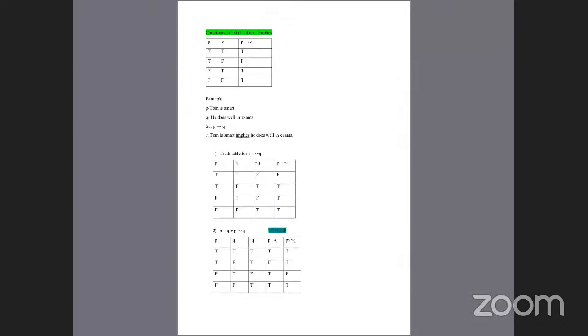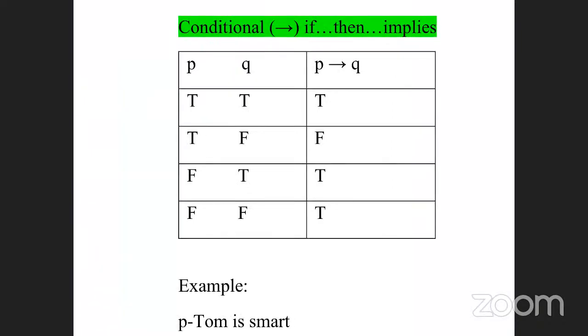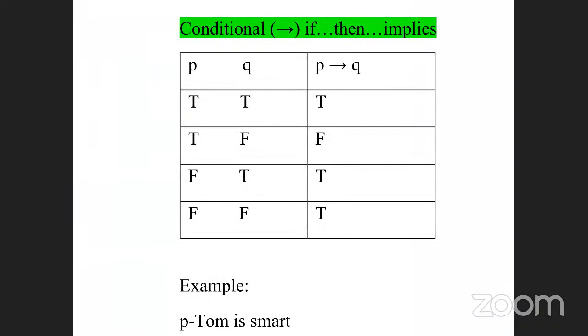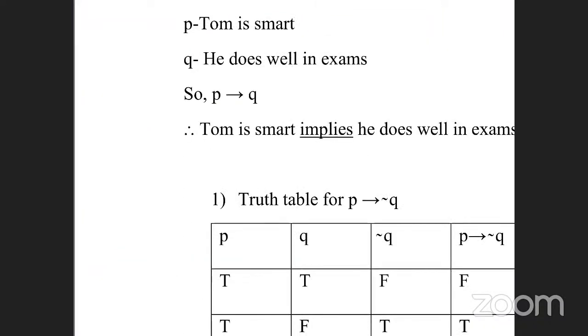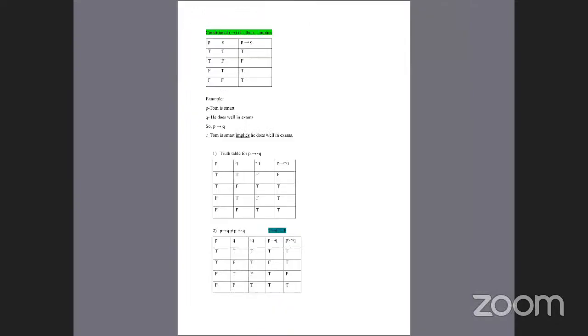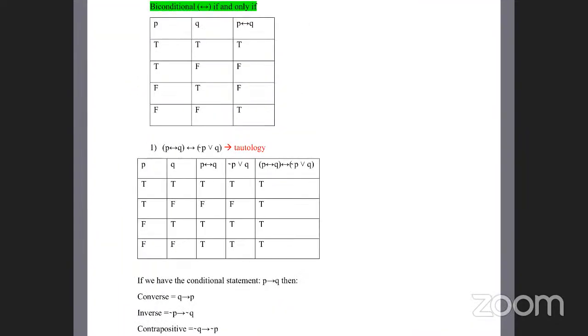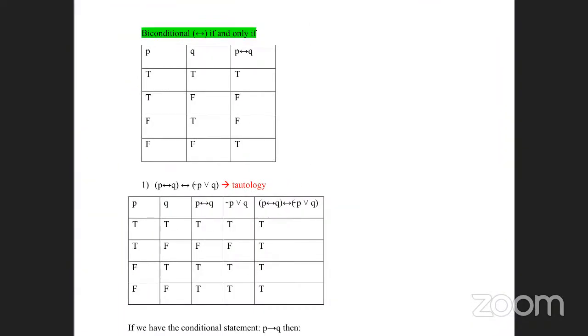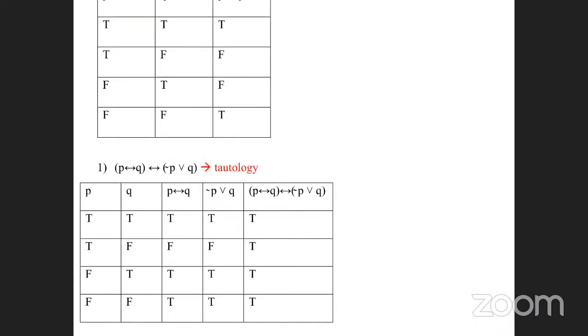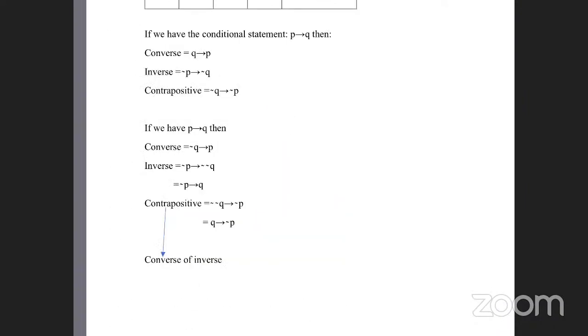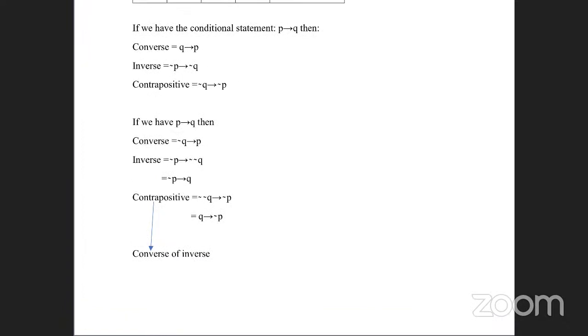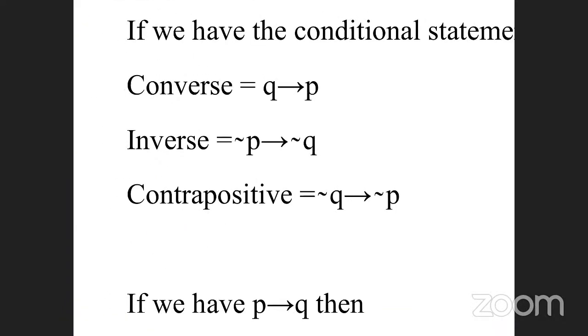Anyway, we looked at conditional, and after conditional, we looked at biconditional. We talked about tautology. A tautology is what? And a contradiction. And then we looked at converse, inverse, and contrapositive. Converse is what?